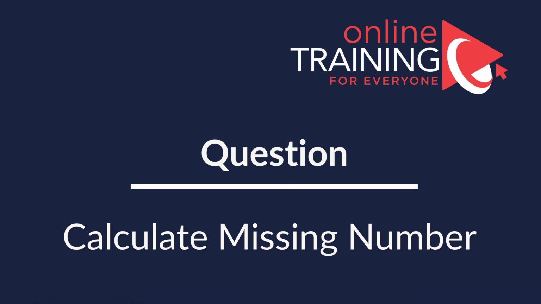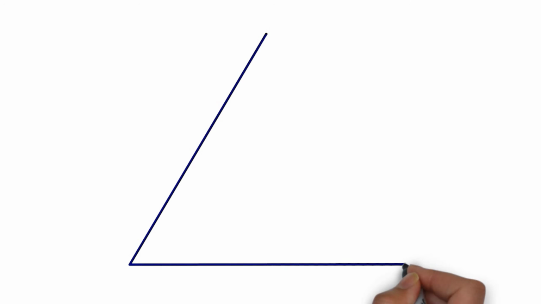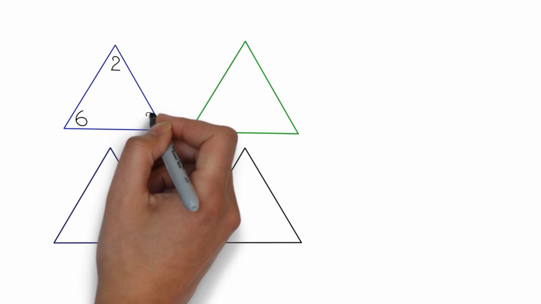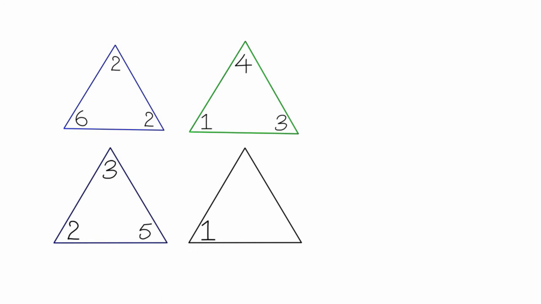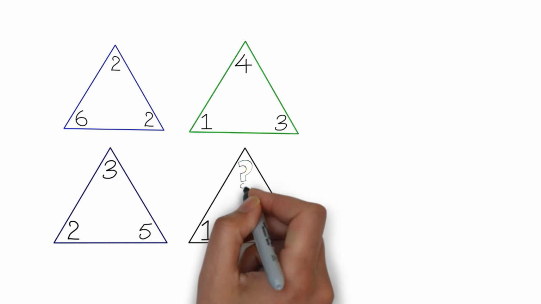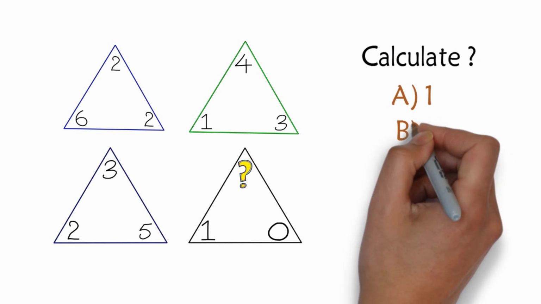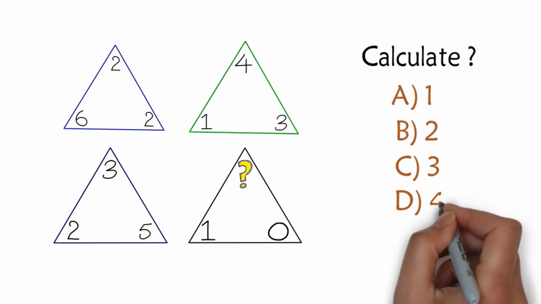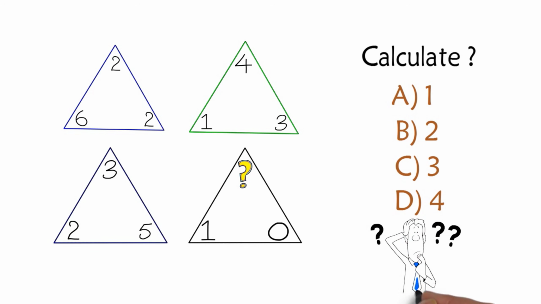Here's another puzzling question you might find difficult to solve. You're presented with 4 triangles. Each triangle has a number in the corner. And you need to calculate the missing number in the upper corner of the black triangle. You have 4 different choices. Choice A, 1. Choice B, 2. Choice C, 3. And choice D, 4. Can you determine the answer? Let's continue to see how we can solve this challenge together.